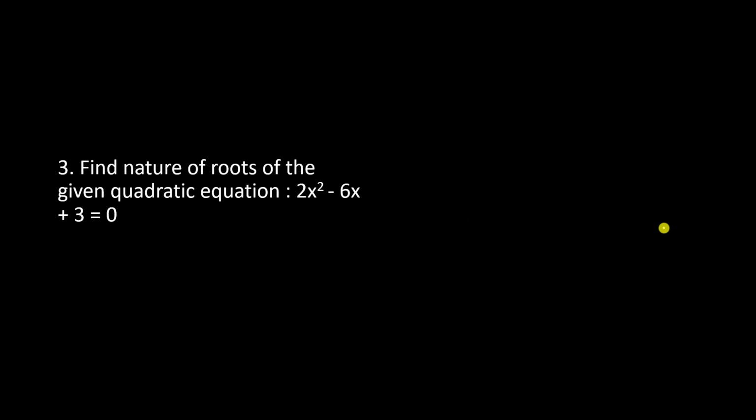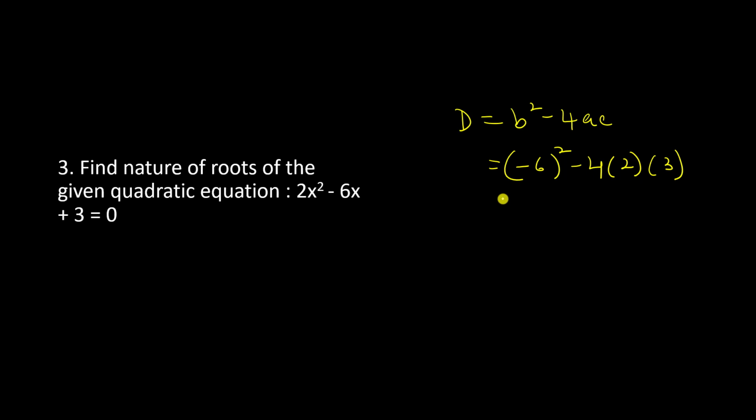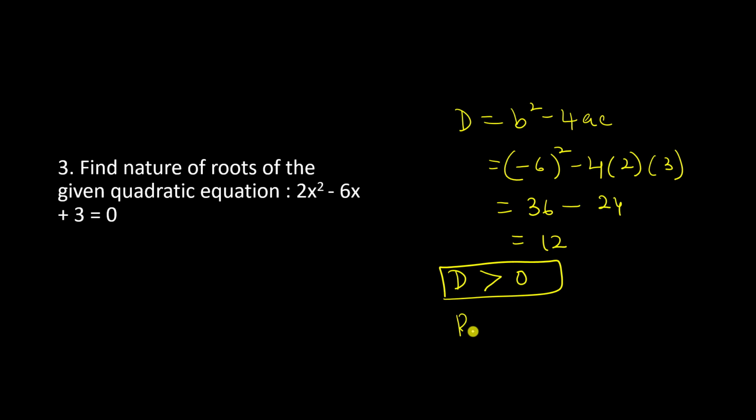Third question. Find nature of the roots of the given quadratic equation 2x square minus 6x plus 3 equals 0. How do you find the nature of the roots? Find the value of the discriminant, which is nothing but D, which is equal to b square minus 4ac. The value here is minus 6 square minus 4 times 2 times 3. You get 36 minus 24. This gives you the answer as 12. Now, D is greater than 0, and this implies that the roots are real and distinct.